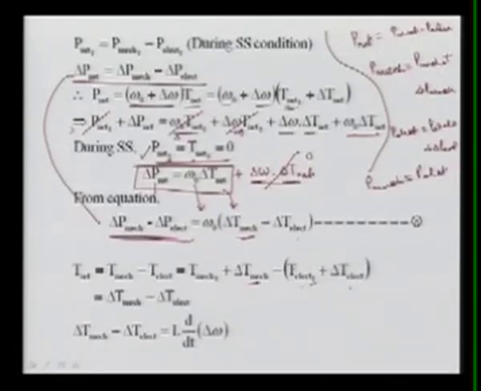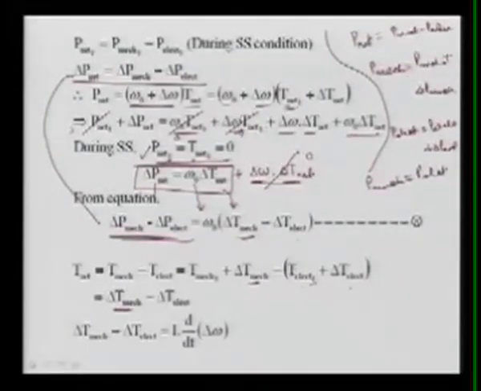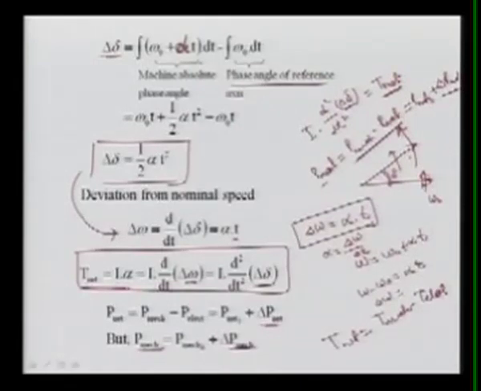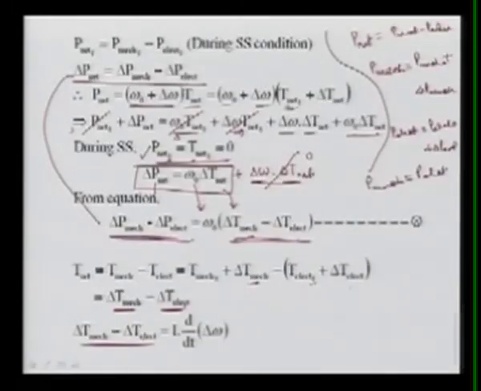What is happening? This and this will be cancelled out because they are in a steady state case, both are equal. So we are getting the change in T mechanical minus the change in T electrical. This is nothing but your T net. So from our previous equation, T net will be equal to I into d upon dt of the change in omega.